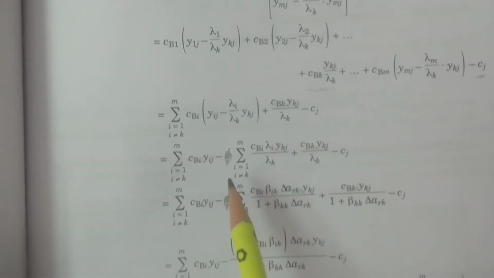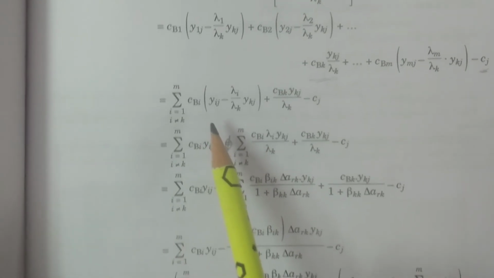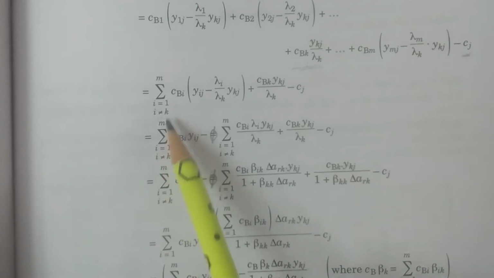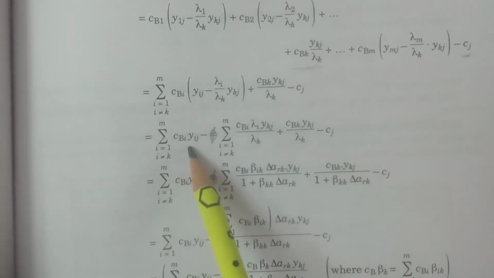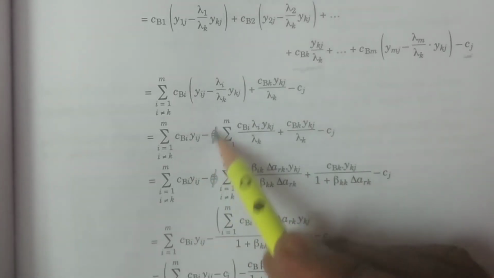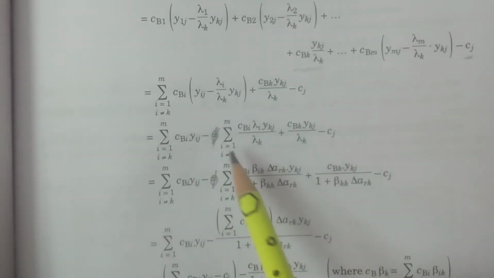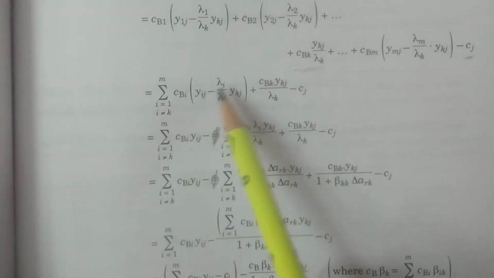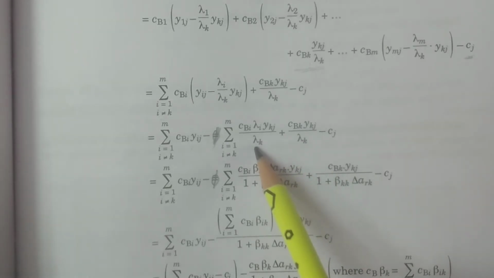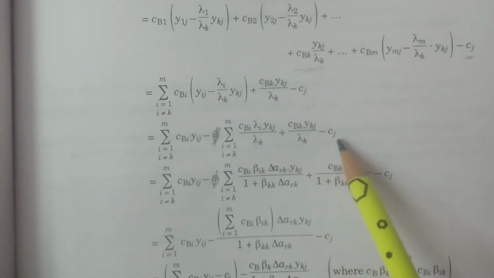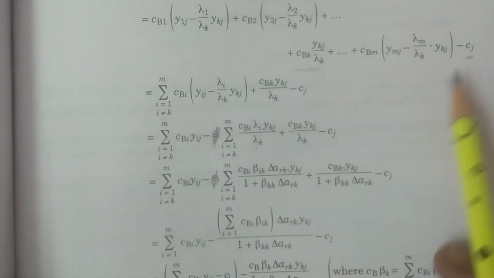Let us separate this. What you will get: summation i equal to 1 to m, i not equal to k, cbi into yij, minus summation i equal to 1 to m, i not equal to k, cbi into lambda i into ykj divided by lambda k, and plus cbk ykj divided by lambda k minus cj.